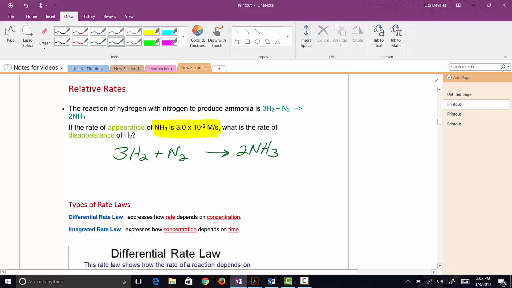2NH3. So in thinking about this balanced equation from the standpoint of how fast concentrations are changing, this tells us that I need to consume 3 hydrogens to make 2 ammonia molecules, and I need to consume one nitrogen molecule to make two ammonia molecules.